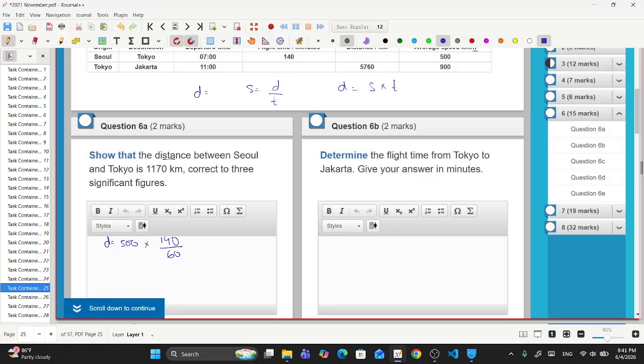Let me do it on a calculator. 500 multiplied by 140 over 60. This becomes, to be exact, 3500 over 3, which is the same as 1166.6667.